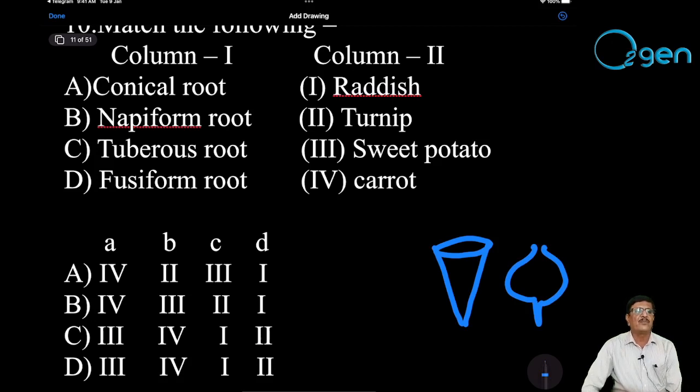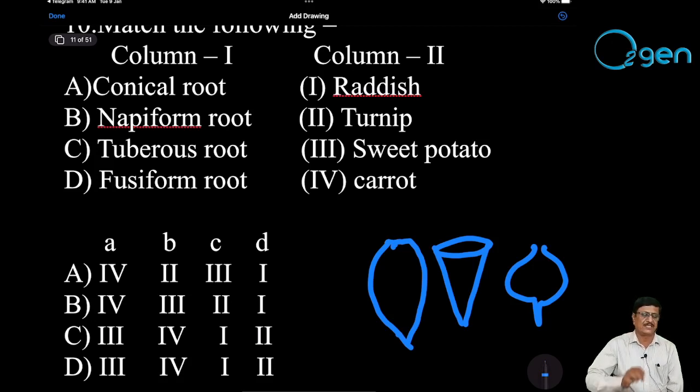So napiform is turnip. The tuberous root is sweet potato, and fusiform is the radish, which is bulged slightly in the middle like this one. So this is fusiform. These are the different shapes. So option A is correct.